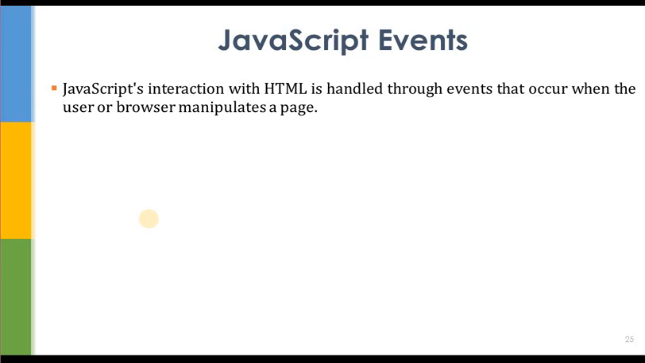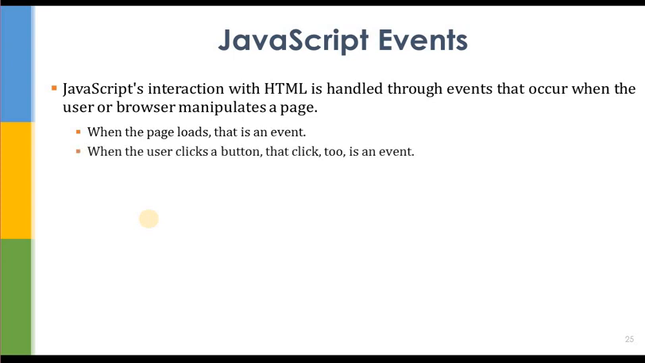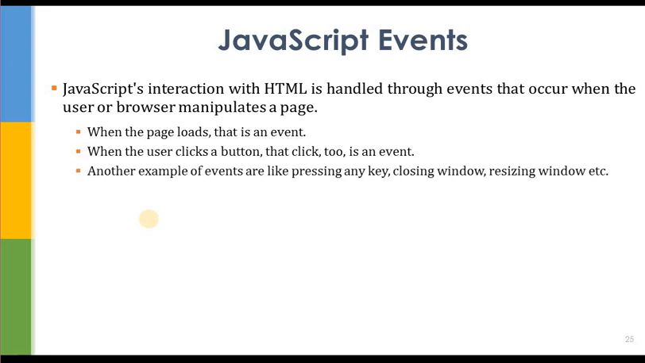So in this video session, I will cover a few of the events which are frequently used while we are dealing with JavaScript. I will demonstrate using a program. So what kind of event? When the page loads, that is an event. When the user clicks a button, that click too is an event. Other examples of events are pressing any key, closing a window, resizing a window. These are all different types of events.